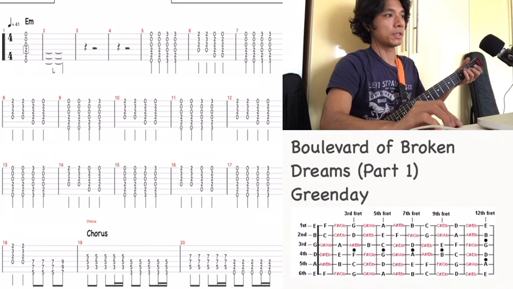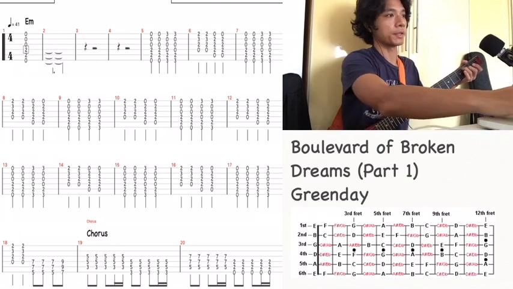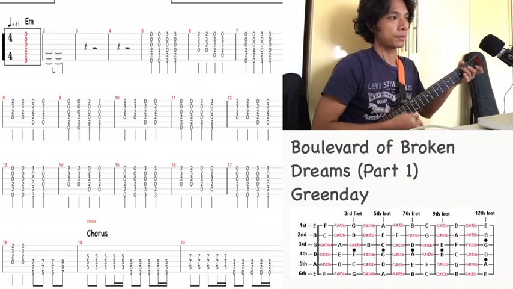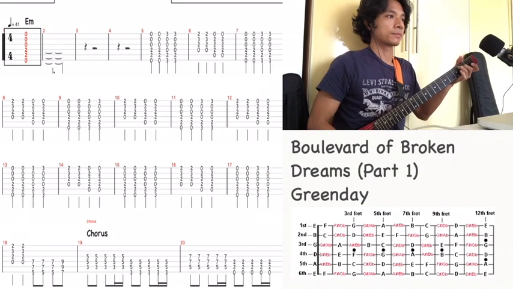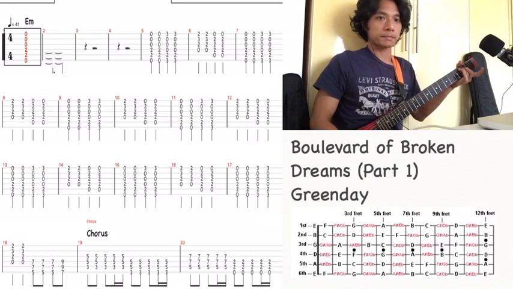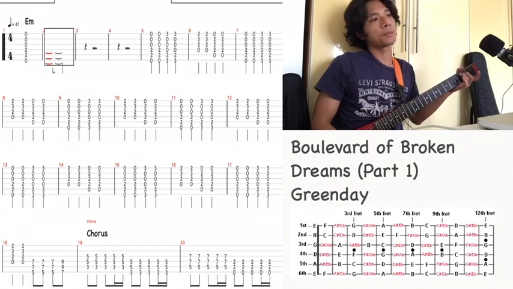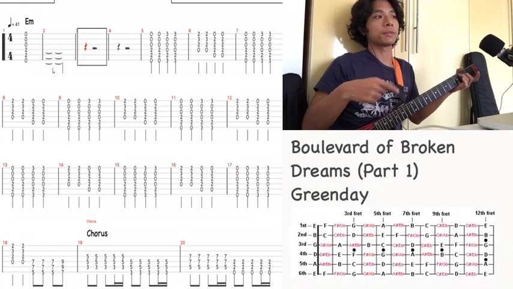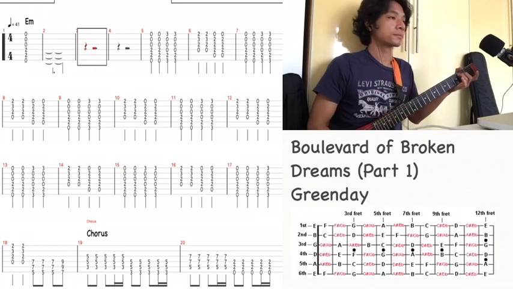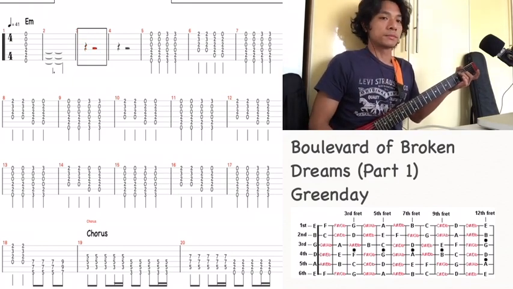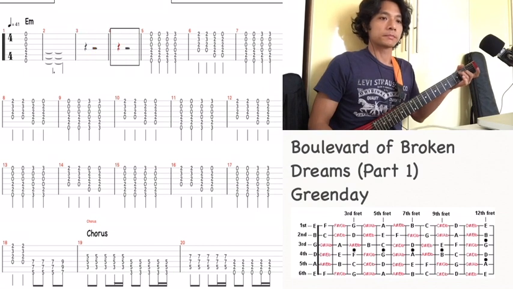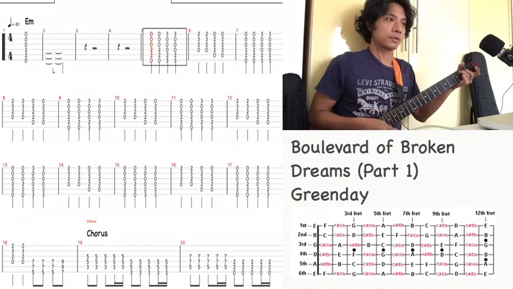Okay, so we're going to start with the E chord. I'm just going to strum once and let it ring. So try to remember the names of the chords. It's E, G, D, and A. I'm going to keep on repeating. Okay, and we start with an E. Two strums, just two strums.